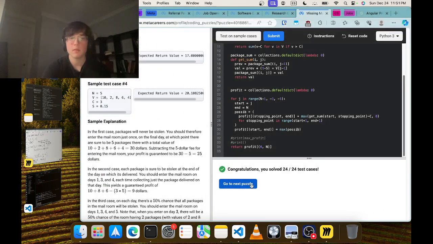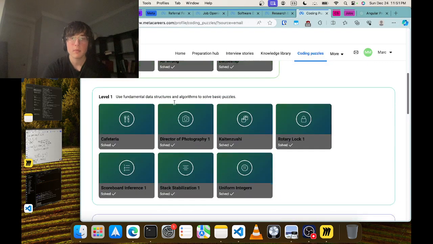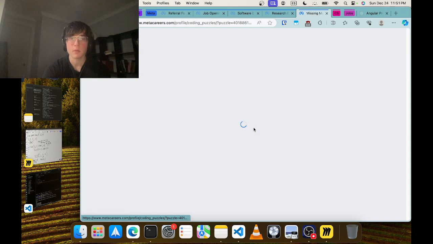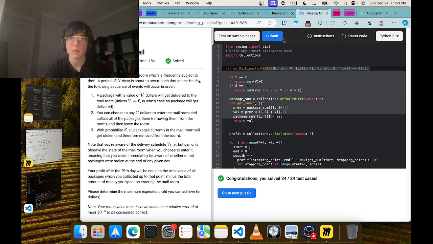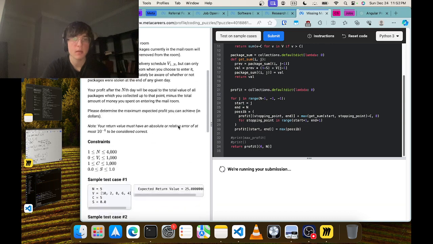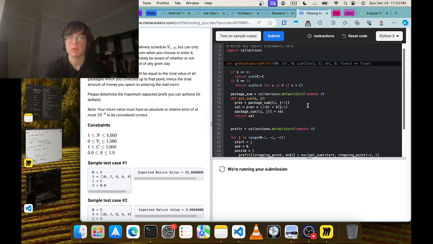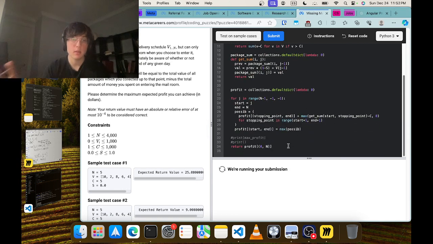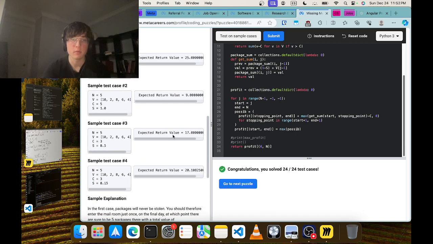So with this, I can show you. No, don't go to the next puzzle. Go back. Missing mail. There we go. Oh no, it's the submit button here. So I'm going to press submit, and as you can see here, n is 4,000. So there's potentially a lot of packages, so we do need an efficient solution here, and it's going to work. It will work. There we go. You see? Very nice.